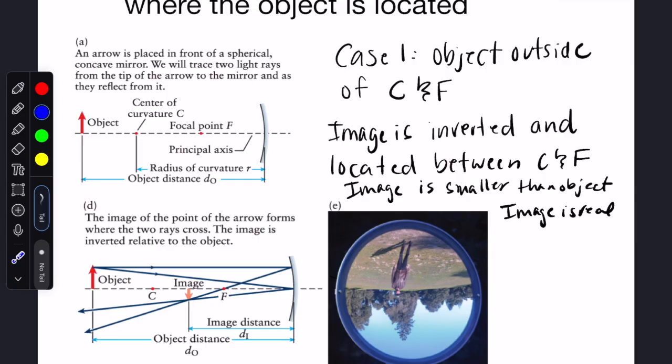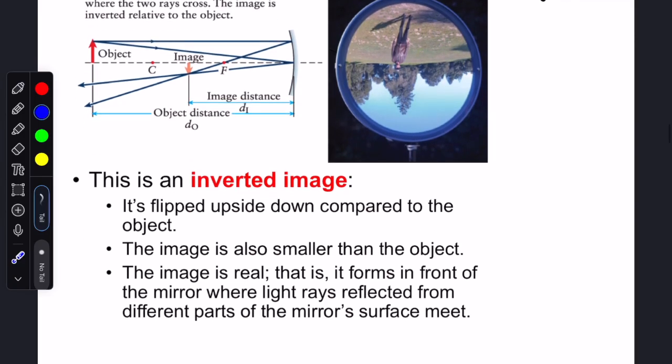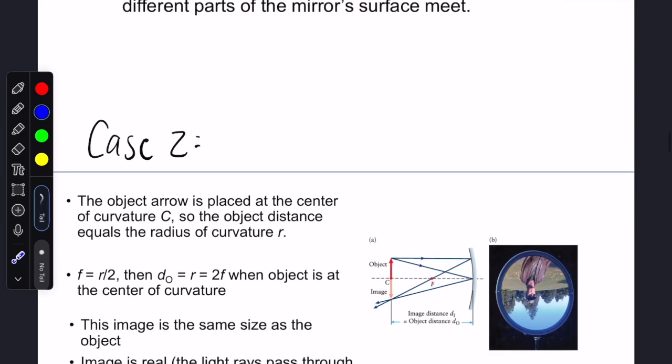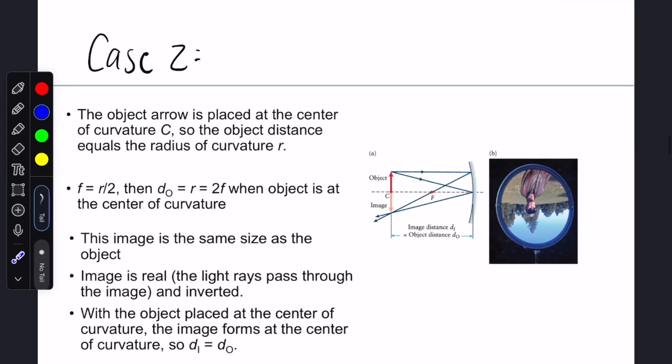Now let's bring our object a little bit closer. Okay, let's place our object at the center of curvature. What happens? When we do that, we draw our principal rays, and you can see that they are going to end up converging at the exact same distance that the object is.